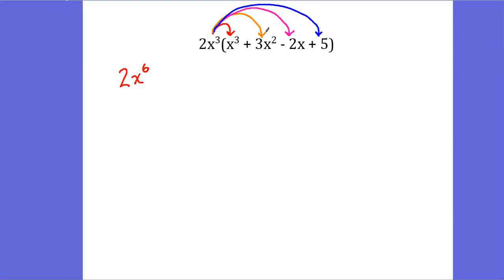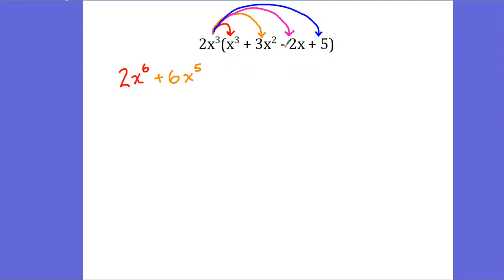2x cubed times 3x squared. Well, multiply your numbers. 2 times 3 is 6. I'm going to say plus 6. And x cubed times x squared. Once again, adding those exponents up, I'm going to get 6x to the 5th.